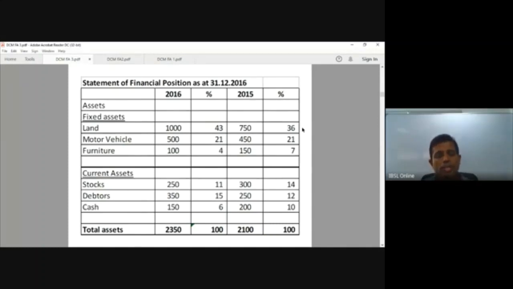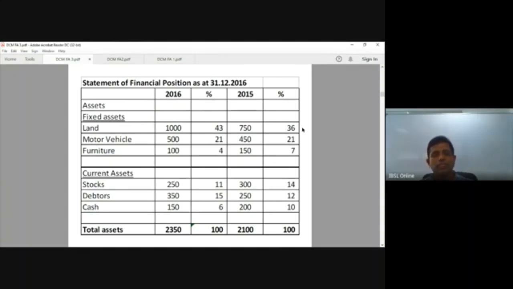Their total asset figure is 2,100. We will assume that as 100. If the 2,100 is 100, then 750 land for 2015 will be 36%. Similarly, motor vehicle, furniture, 21%, 7%. Stocks, debtors, cash, 14, 12, and 10% respectively. Right. After doing so, what can we say?